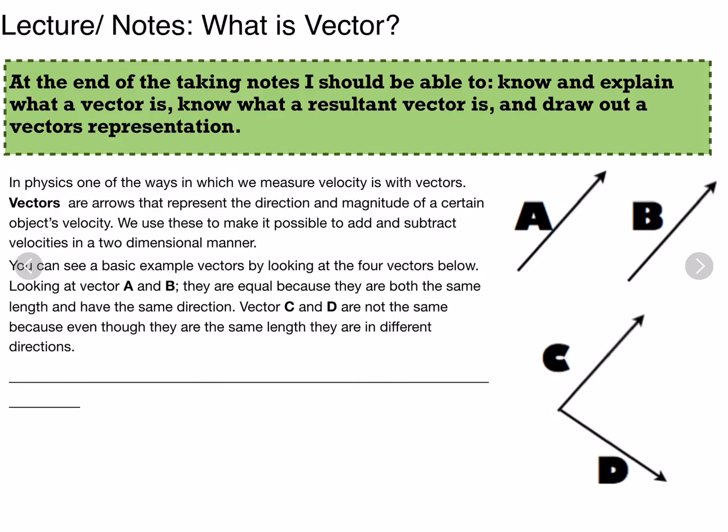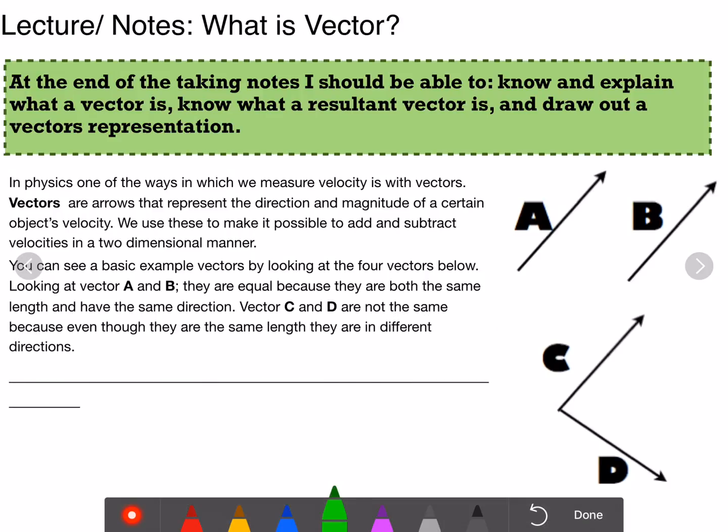In physics, one of the ways in which we measure velocity is with vectors. Vectors are arrows that represent the direction and magnitude of an object's velocity. Let me underline that. We use these to make it possible to add and subtract velocities in a two-dimensional manner. You can see basic examples of vectors by looking at the four examples to the right.